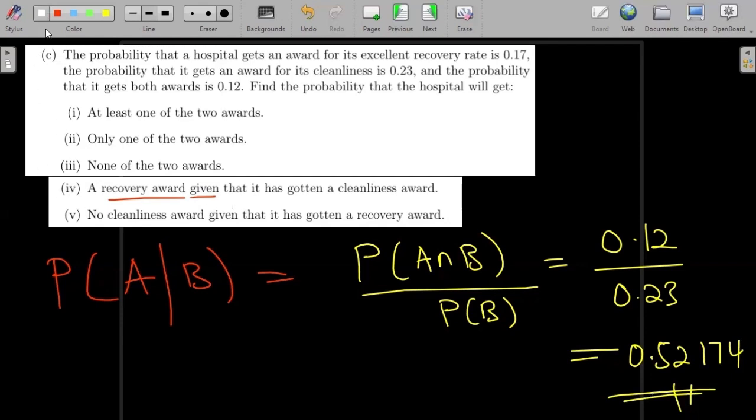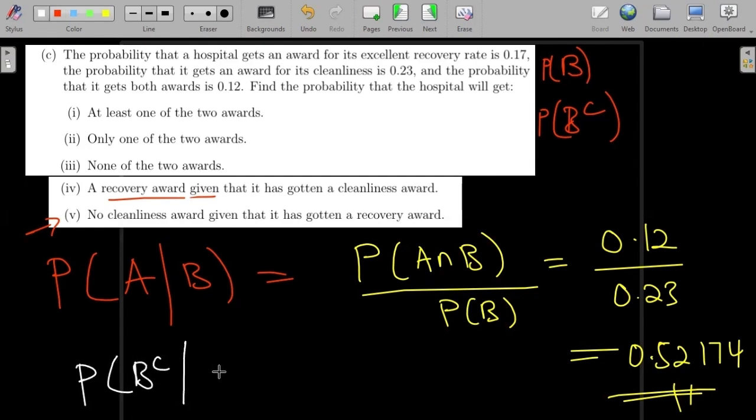So same applies to part 5. So part 5, they're saying find the probability that the hospital will get no cleanliness award, given that it has gotten a recovery award. Okay, so here no cleanliness award means B complement. Because remember, the cleanliness award, we said it was the probability of B. So the probability of no cleanliness will be the probability of B complement, given that it has gotten the recovery award.